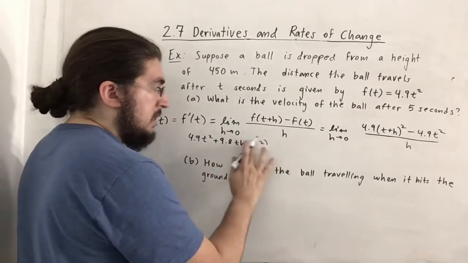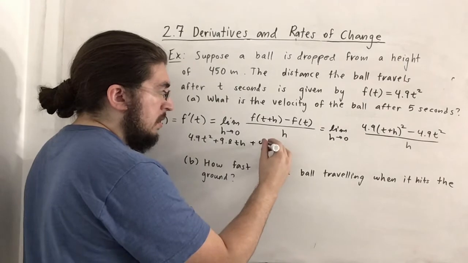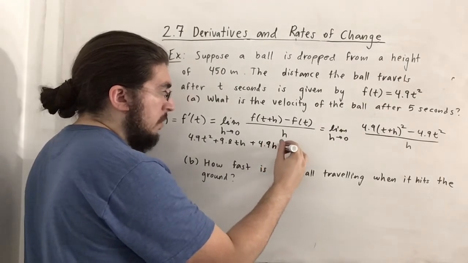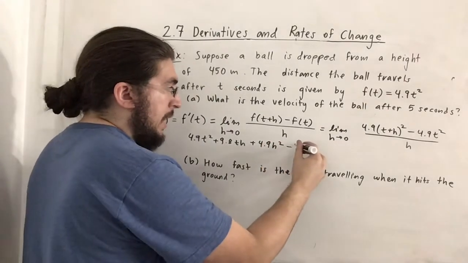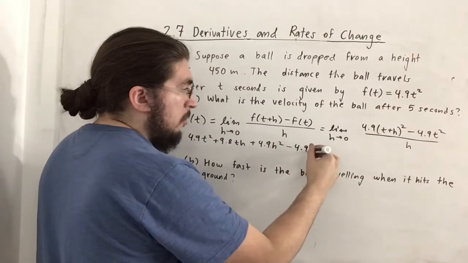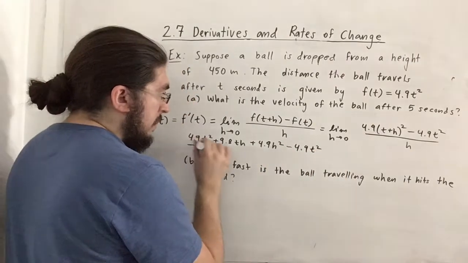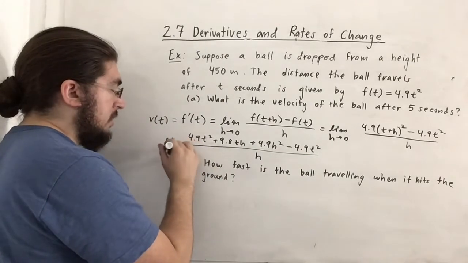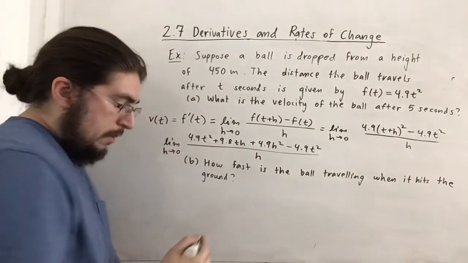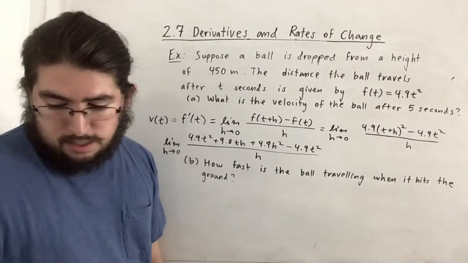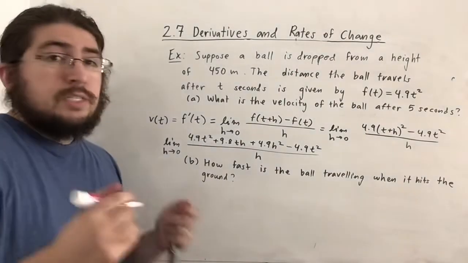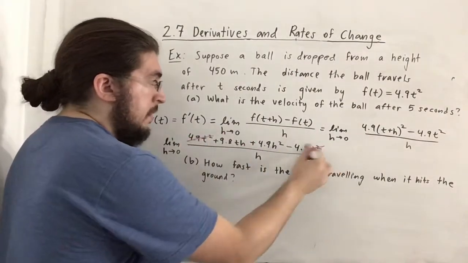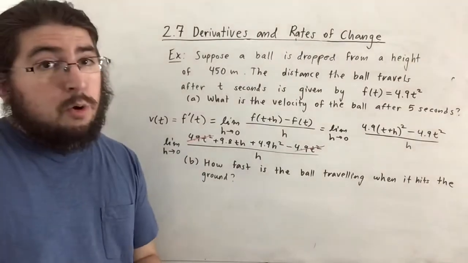And multiplying h squared by 4.9 is plus 4.9 h squared. Perfect. And then minus that second term, 4.9 t squared. This is in the numerator all over h, and it's still in the limit as h goes to 0, and things are going to collapse really quickly right now. So notice first off, cancellation at the top. It means these go away.